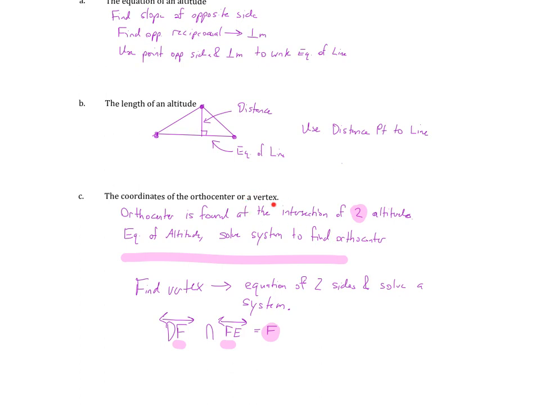Now, in another problem, you may have to find the vertex of a triangle. So to find the vertex, we find the equation of two sides of a triangle and solve the system. So think about this: line DF, and where it intersects with line FE, well, they both share the point F, so F is where they intersect. So if these were sides of a triangle, the equation for DF and the equation for FE, when I solve that system, will give me the coordinates of F.